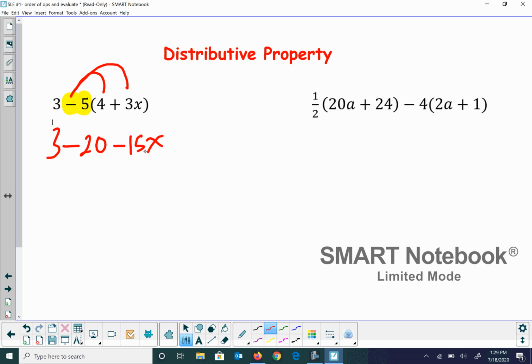I can combine together things that are like terms. So 3 subtract 20. If I have $3 in my pocket and I find something that's $20, I owe 17 still. And then minus 15x. I can't go any further than that because addition and subtraction, you can't combine unlike terms.